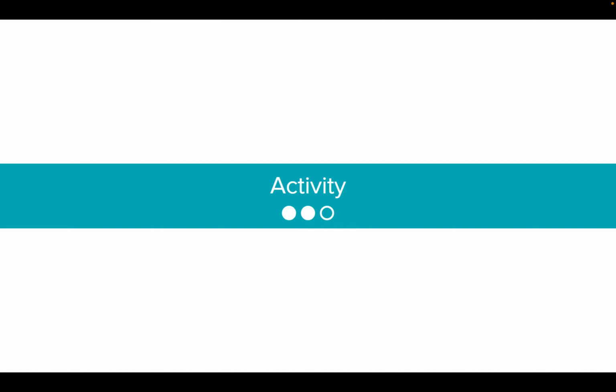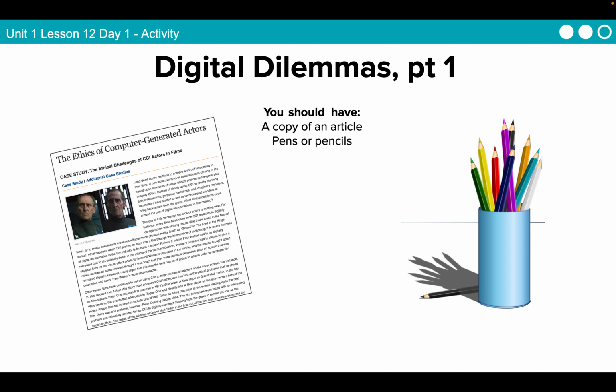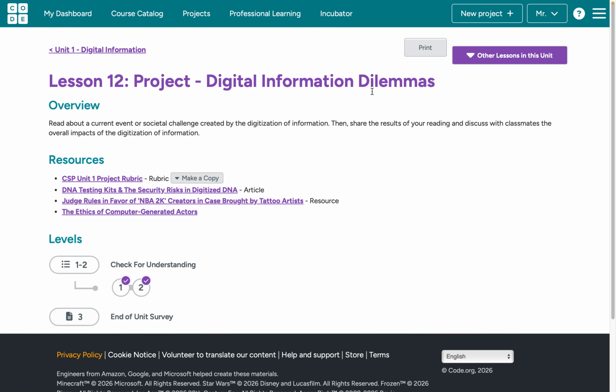Now, for this project, we're going to be diving into an actual article. There are 3 options available to you in the lesson resources. Here's the rubric for the project, and then we have these 3 articles available to choose from. If you're doing this for a teacher in the class, they may allow you to choose another one. Just ask about that first.